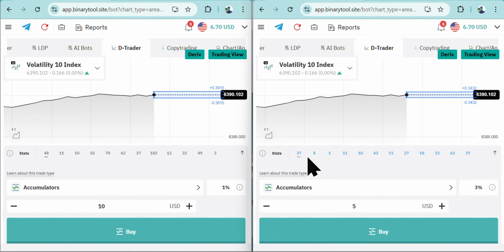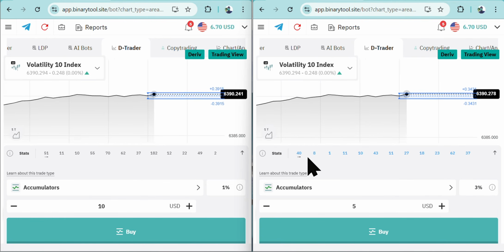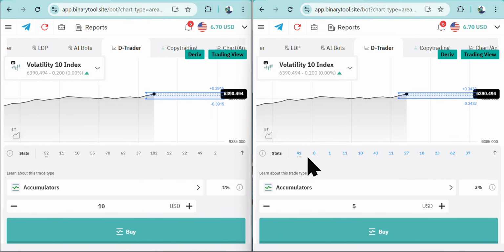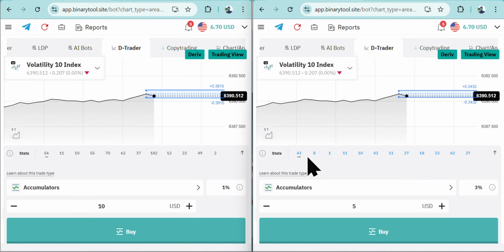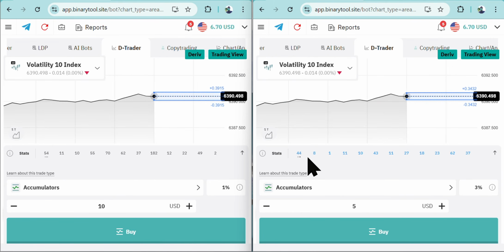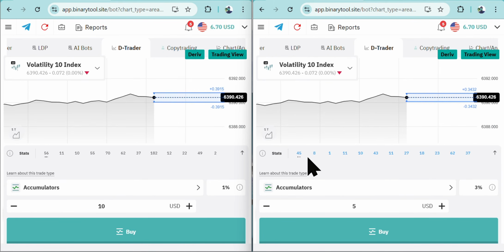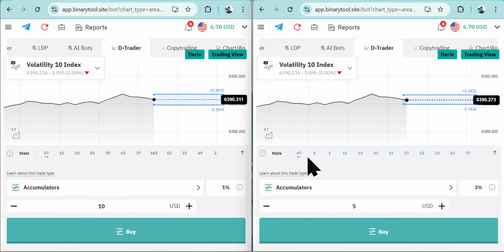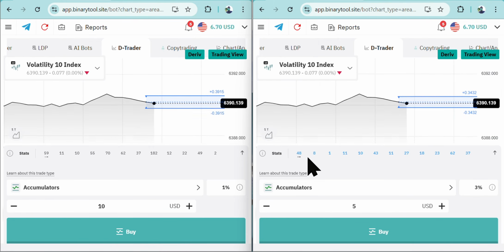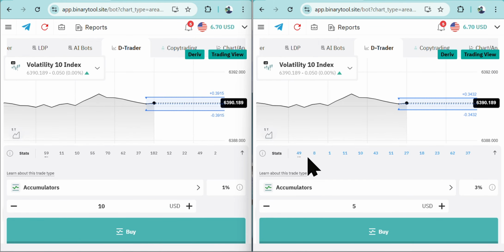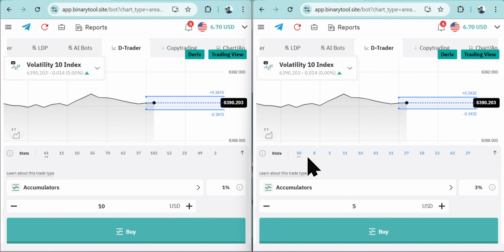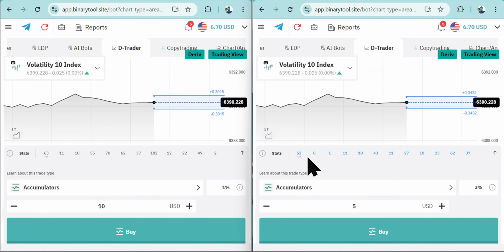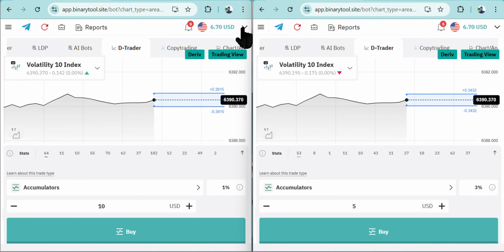You only target 5% to 10% of your stake. If you're using a stake of $5, just target $0.5. If you're using a stake of $10, only target $1. That's what you consider, and that's how you can end up growing these accounts, even multiplying them. It's very simple to trade accumulators. Accumulators is the most simple trade type that you can trade, as long as you obey that risk management.